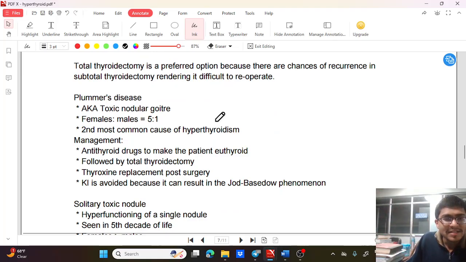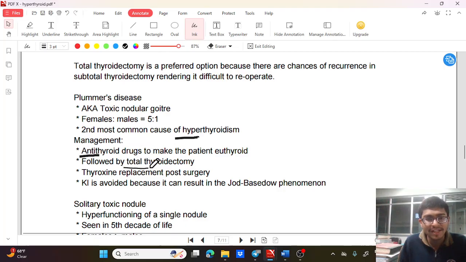Now coming to Plummer's disease, also known as toxic nodular goiter. Here the patient will be having multiple nodules, so it will be a multinodular goiter, and females are more commonly affected, about 5 times more, and it is the second most common cause of hyperthyroidism after Graves' disease. Management is again with antithyroid drugs, where the patient will become euthyroid, and then we'll go for surgery and thyroxine replacement post surgery. And here we will not be using potassium iodide, because sometimes it can result in the Jod-Basedow effect. So this was about Plummer's disease or toxic multinodular goiter.